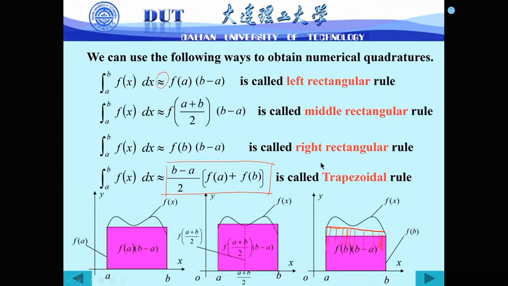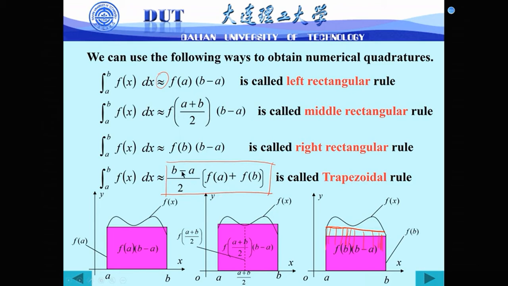Firstly, we find a way to approximate the integral by some function values. So here we have the problem. Where are the nodes? Here we choose different nodes, right? Left end, midpoint, right end, or we use both nodes, f(a) and f(b).